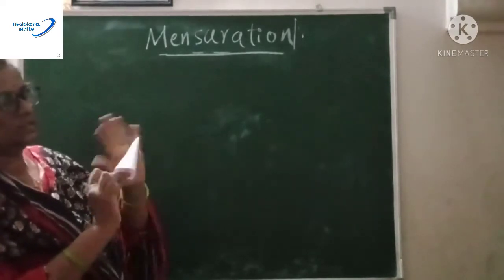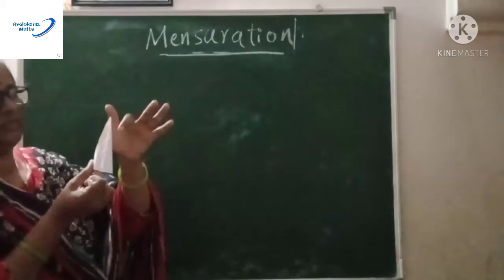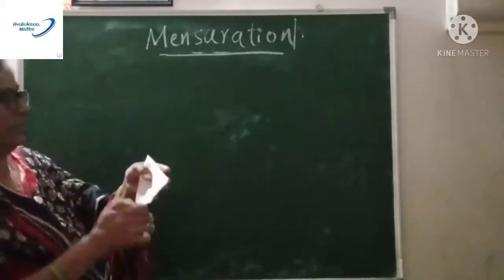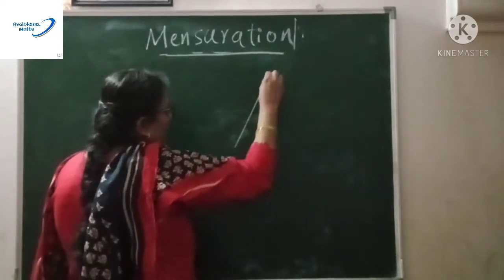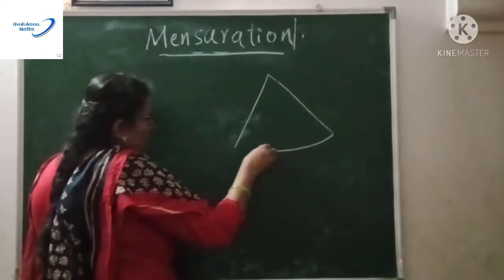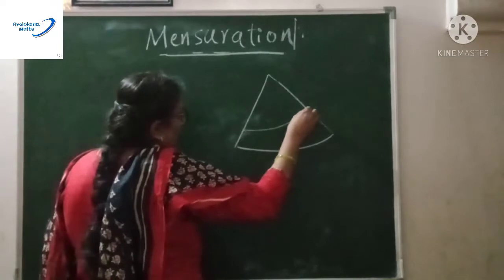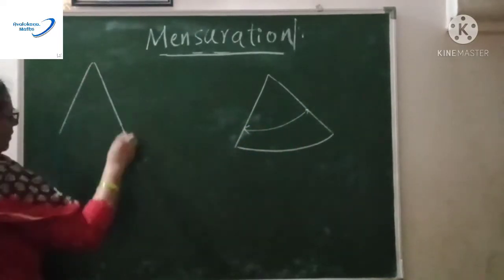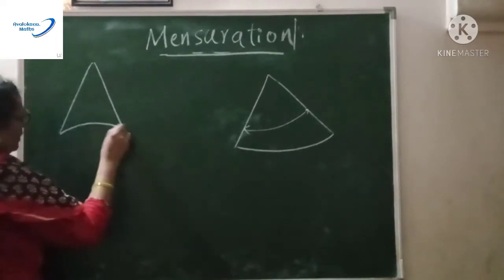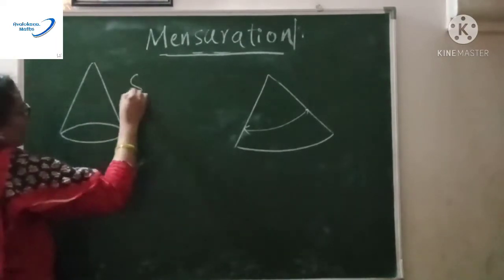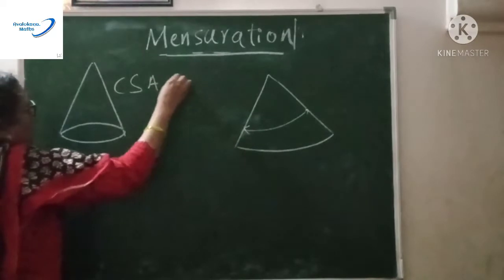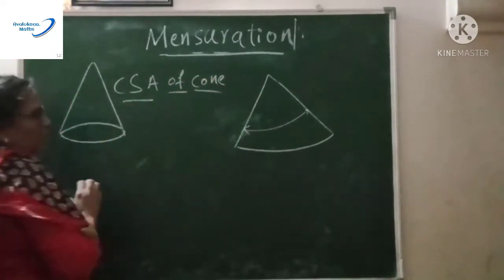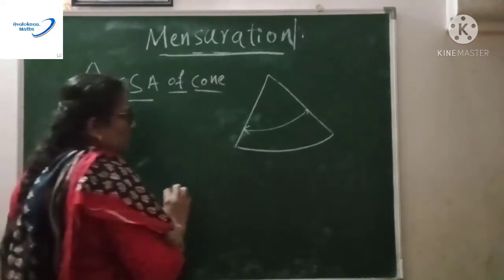This is a cone, suppose. So this is the curved surface area of a cone. If I open the cone, I am going to get a diagram this way. Something like this you are going to get when you open the cone. So finding the area of this is nothing but finding the curved surface area of the cone. Let us analyze how to find the curved surface area in a very simple way.